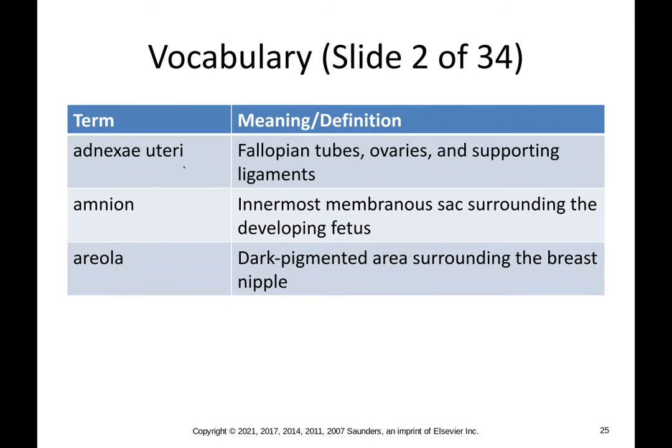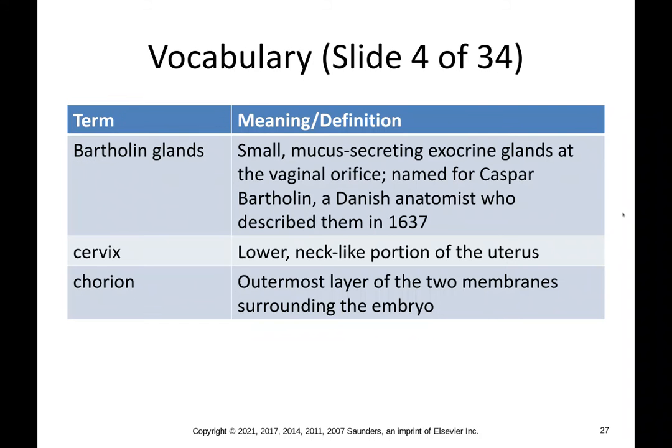Okay, so our terms. Adnexae uteri, that is the fallopian tubes, ovaries, and supporting ligaments. Amnion is the innermost membranous sac surrounding the developing fetus. Areola is the dark pigmented area surrounding the breast nipple. Bartholin glands are small mucus-secreting exocrine glands at the vaginal orifice.